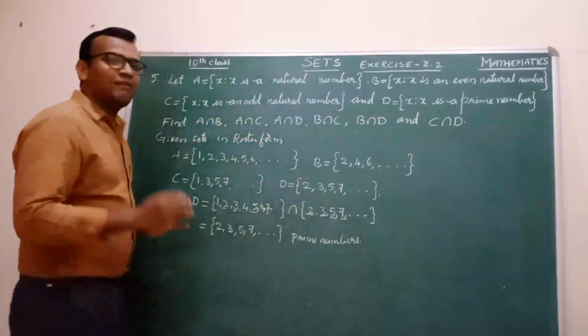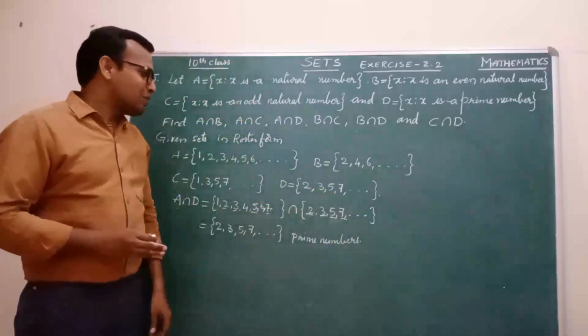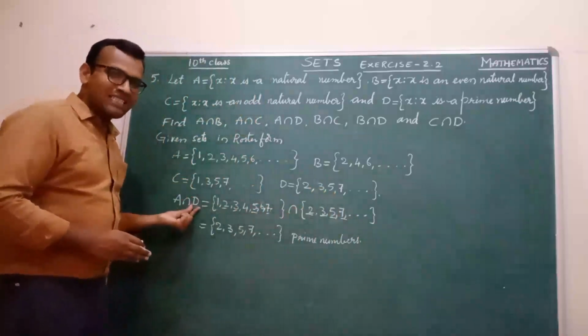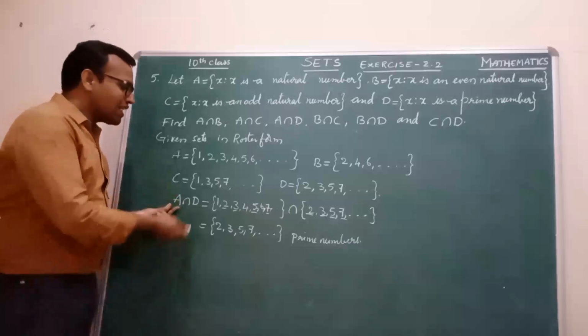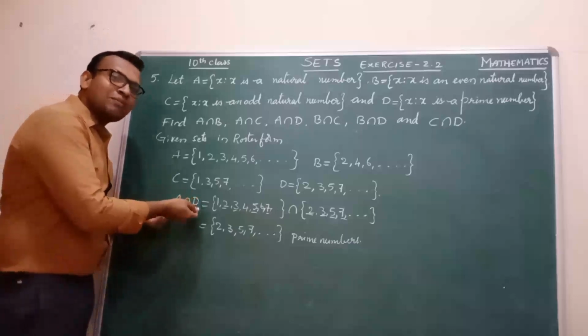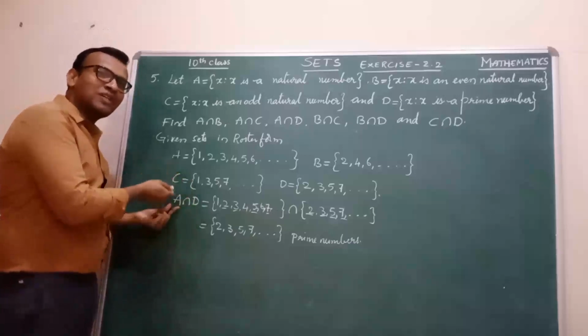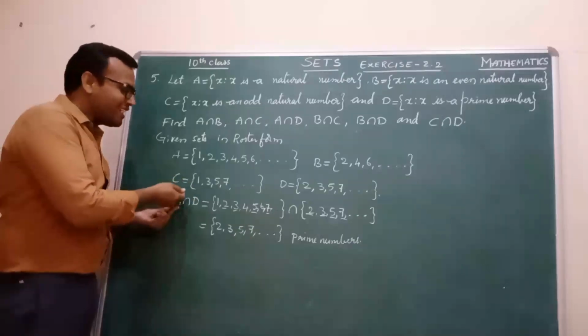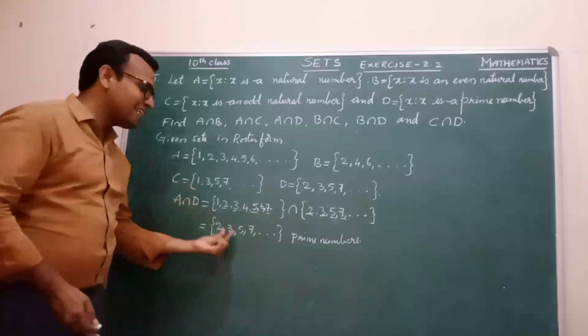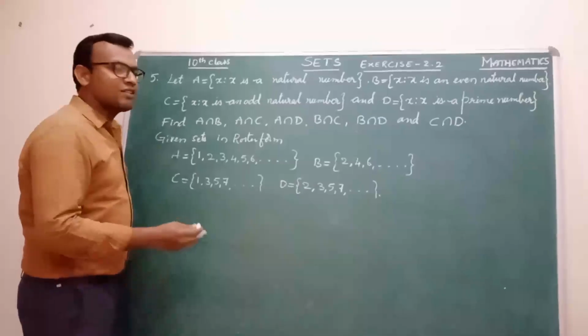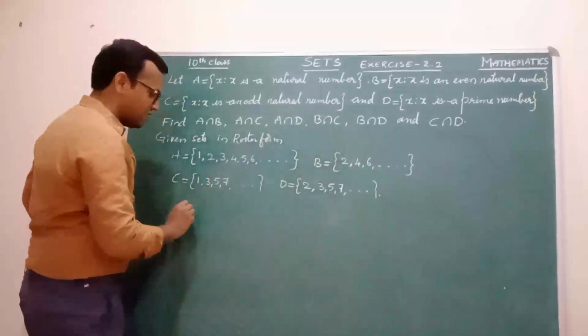That means we can understand one thing from this: because D is the prime numbers set, A is natural numbers, and we know that prime numbers are a subset of natural numbers, then the intersection is always the subset one only, that means D only. Now let's do B intersection C.